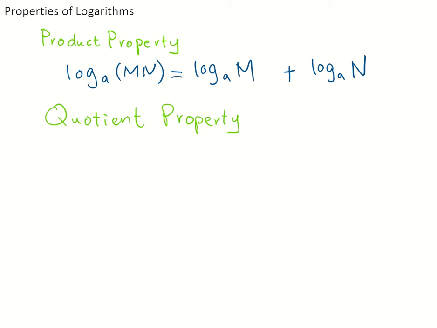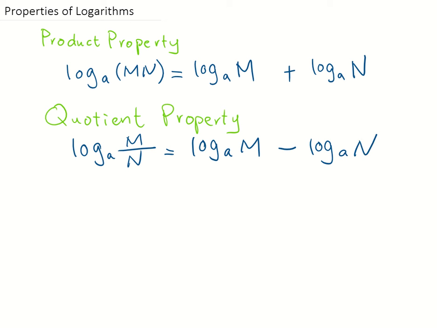The second property is called the quotient property. If you have a logarithm with the argument part as a quotient, here we'll use m over n, which is a quotient, then you can write this one logarithm as the difference of two logarithms. The first one is log with base a of m, minus log with base a of n. Quotient property.